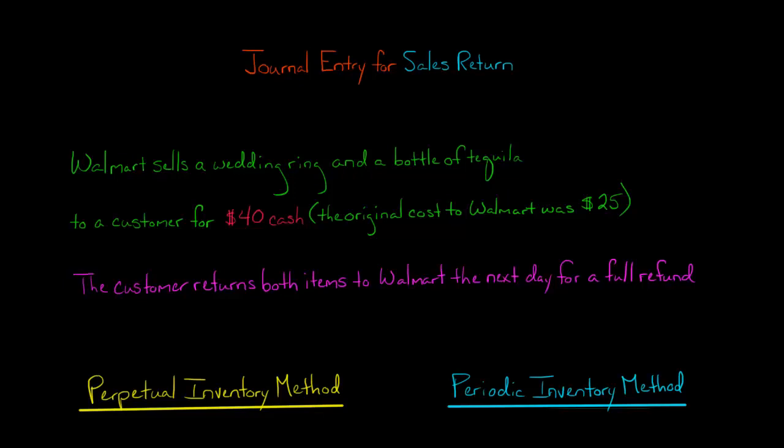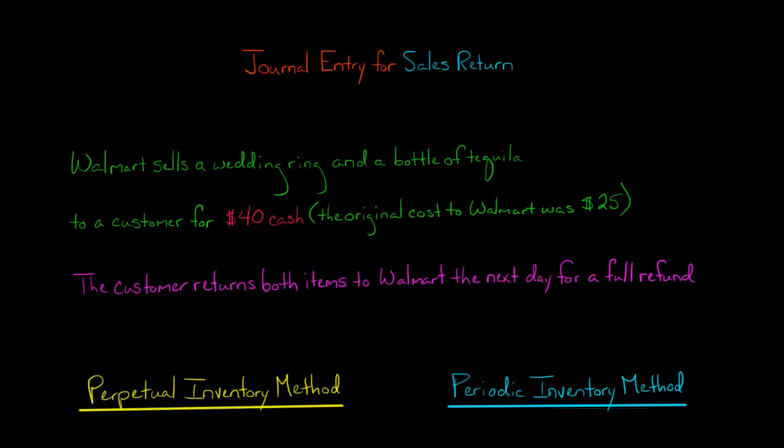In this video, I'm going to show you how to make a journal entry for a sales return. So let's say that Walmart sells a wedding ring and a bottle of tequila to a customer for $40 cash, and those items originally cost Walmart $25. Now, the very next day, the customer returns both the tequila and the wedding ring for a full refund. So how do we account for this?